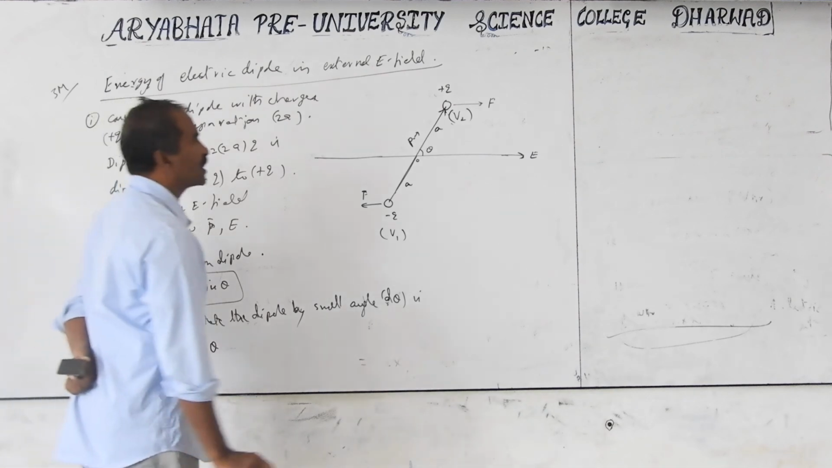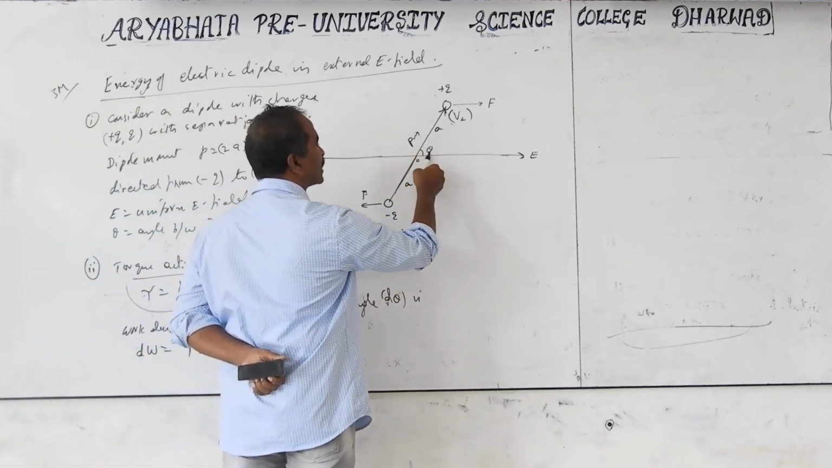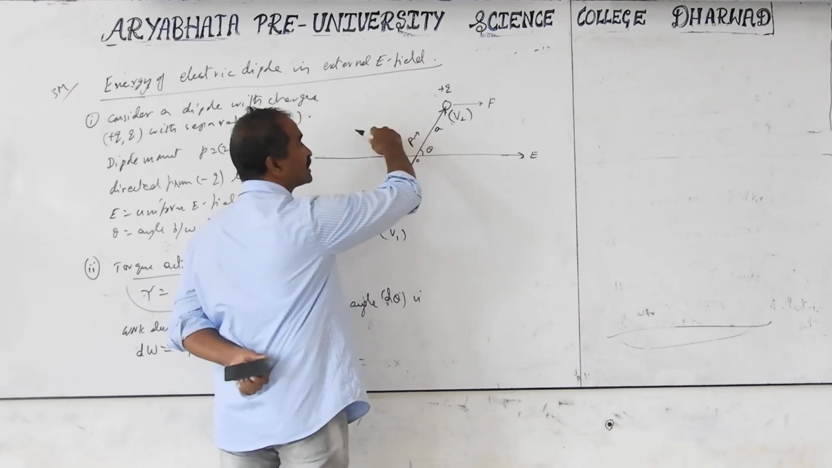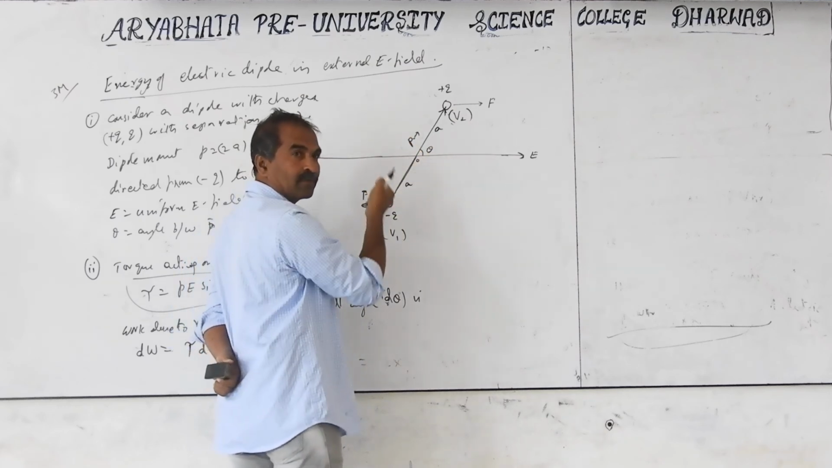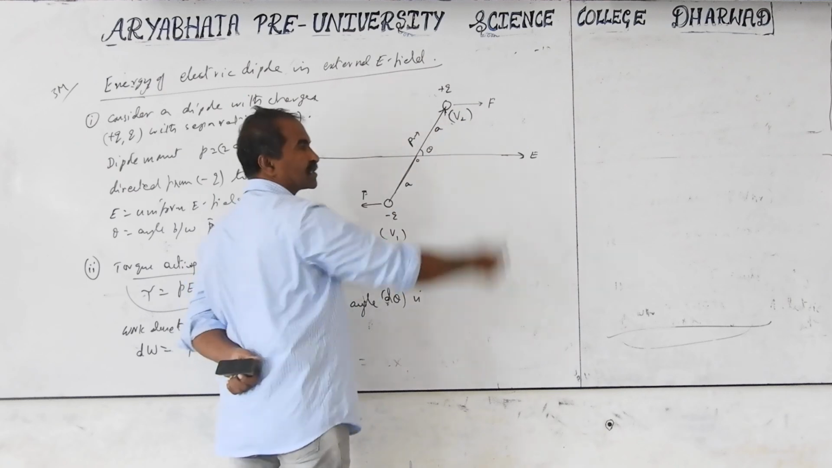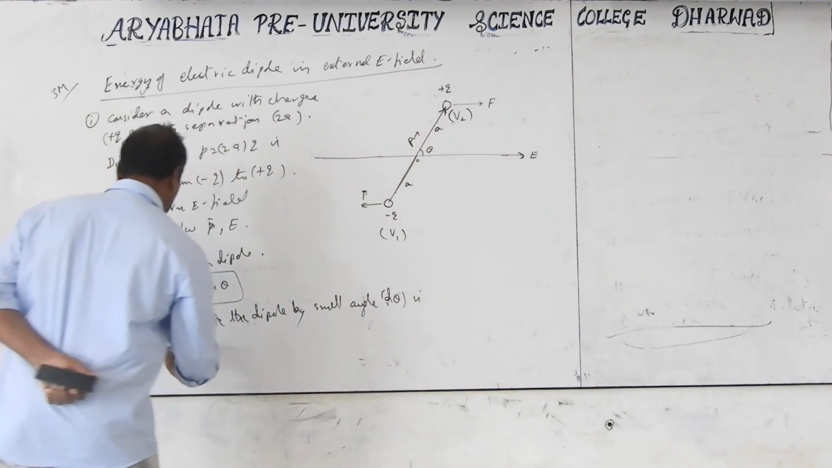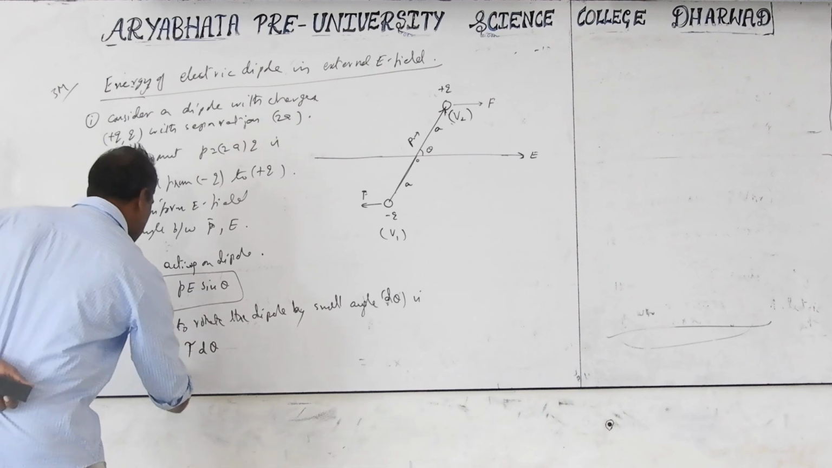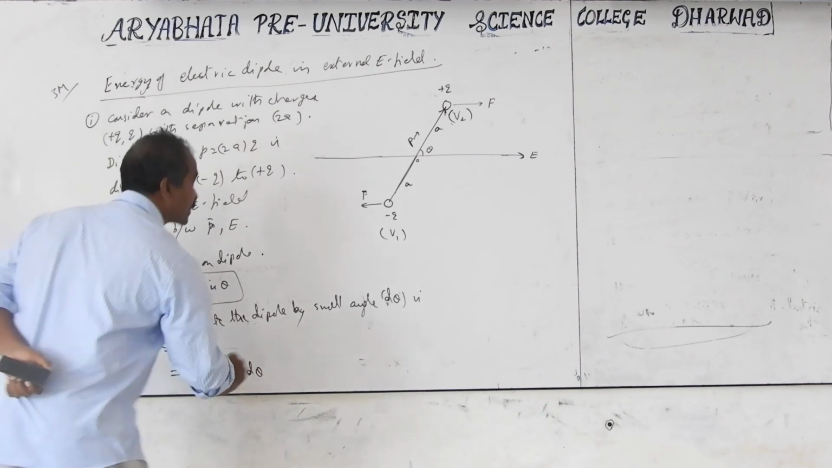The torque is trying to rotate the dipole automatically so that theta becomes 0, but I am rotating in the opposite direction. So I am doing work to rotate it in the opposite direction, and the work equals torque times d theta. Substituting the torque, this becomes PE sin theta d theta.